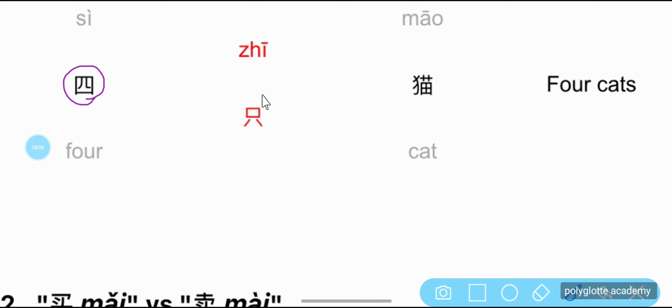四只猫, 4. 四只, measure word that goes everywhere. So 四只猫, 猫 is a cat. 四只猫, 非常好。四只猫, which is 4 cats. So it means 4 cats.